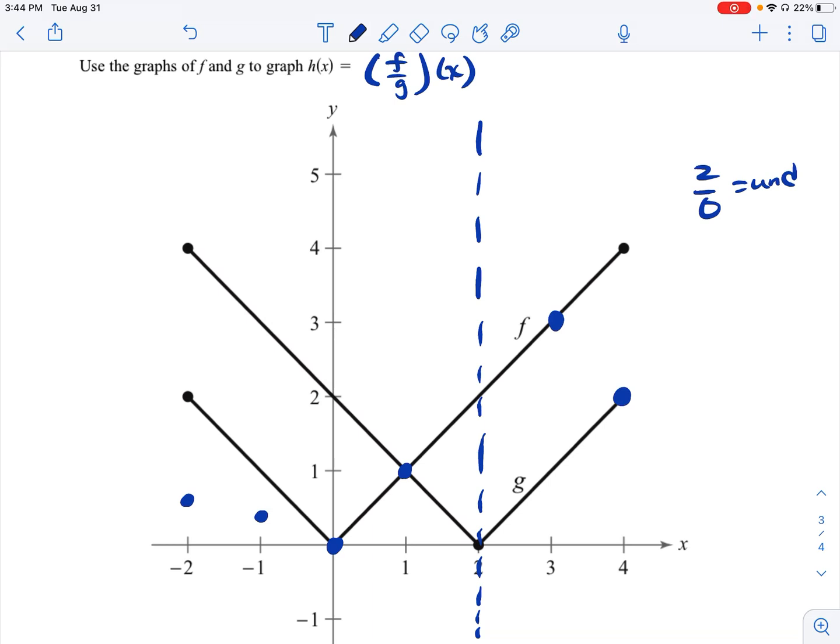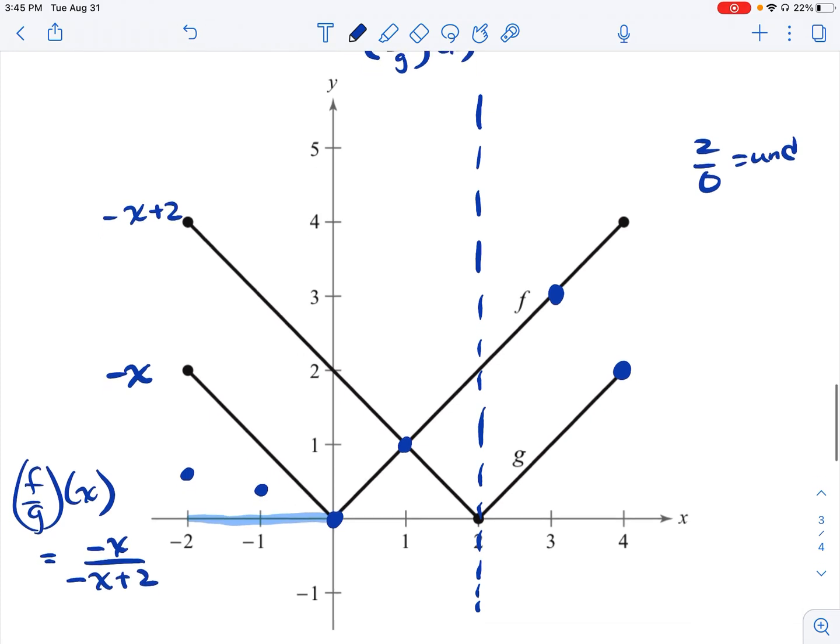Now, let's go through the intervals here. From -2 until 0 on the x-axis, in this interval, I am dividing a linear function by another linear function. Specifically, if I wanted to write it out, between -2 and 0, f looks like it's -x. G looks like it would be -x plus 2. So f over g of x in this interval is -x over -x plus 2, which you can also write as x over x minus 2. Do we need to get that specific right now? No, but we do need to understand that it's rational, which means this graph is not going to be linear and it's going to be somewhat curved here.